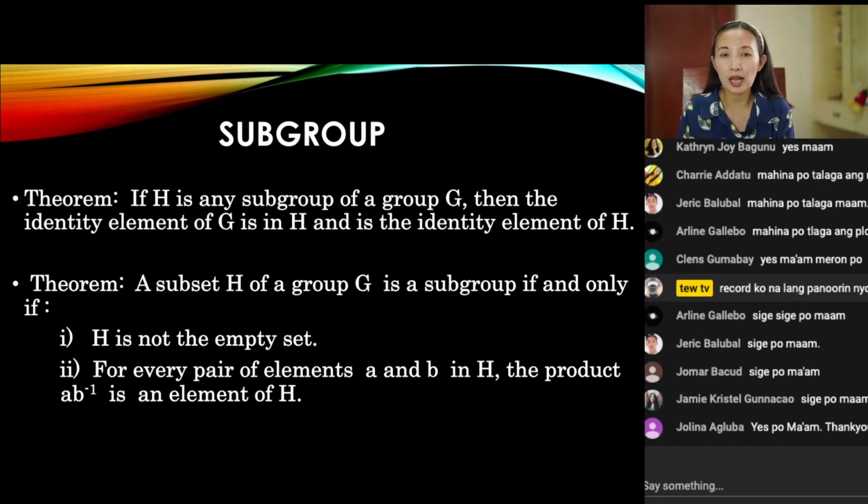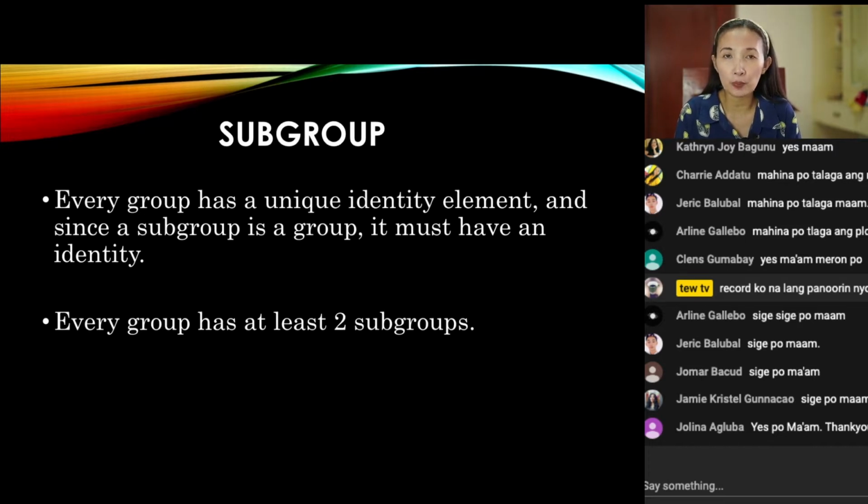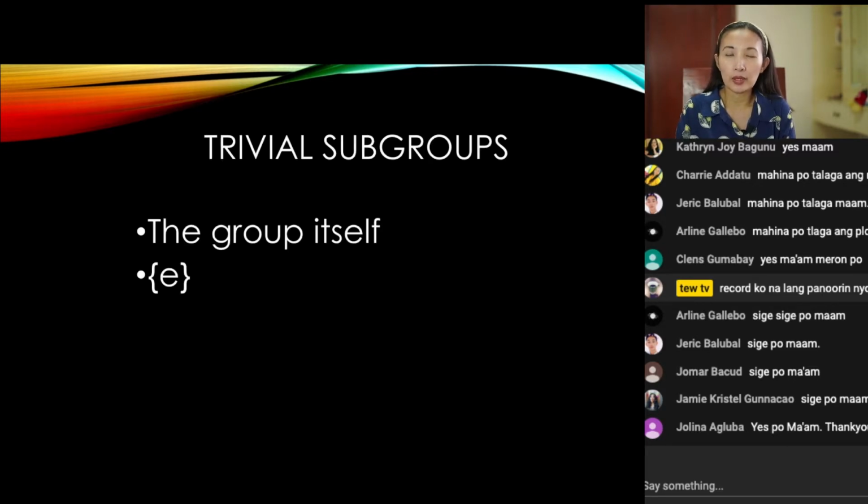The second theorem says, a subset H of a group G is a subgroup if and only if it satisfies two conditions. Number one, H is not an empty set. And number two, for every pair of elements A and B in H, the product A times B inverse is an element of H. Furthermore, every group has a unique identity element, and since a subgroup is a group, it must have an identity. And every group has at least two subgroups. We have what we call the trivial subgroups, which are the group itself and the group consisting of the identity element only.